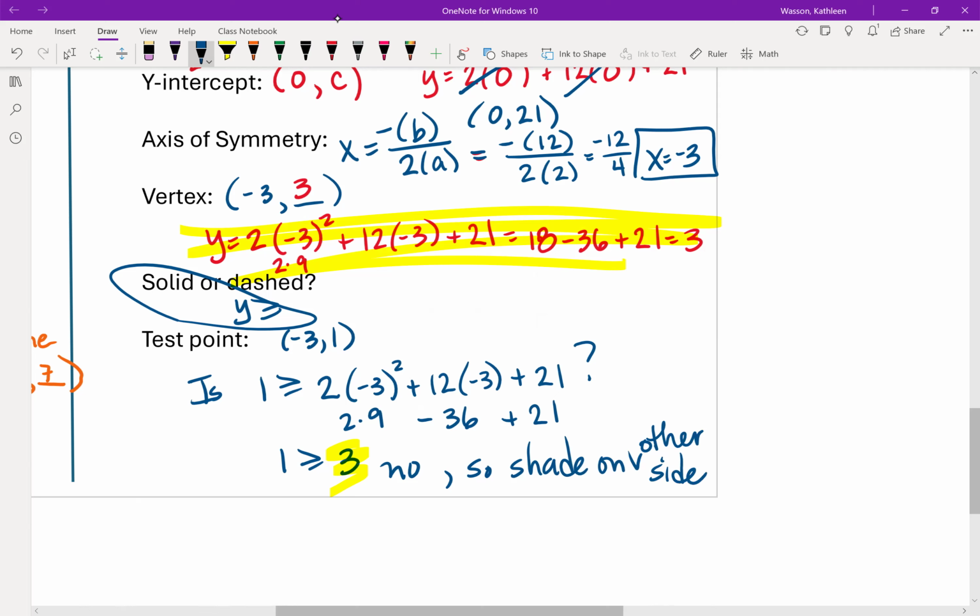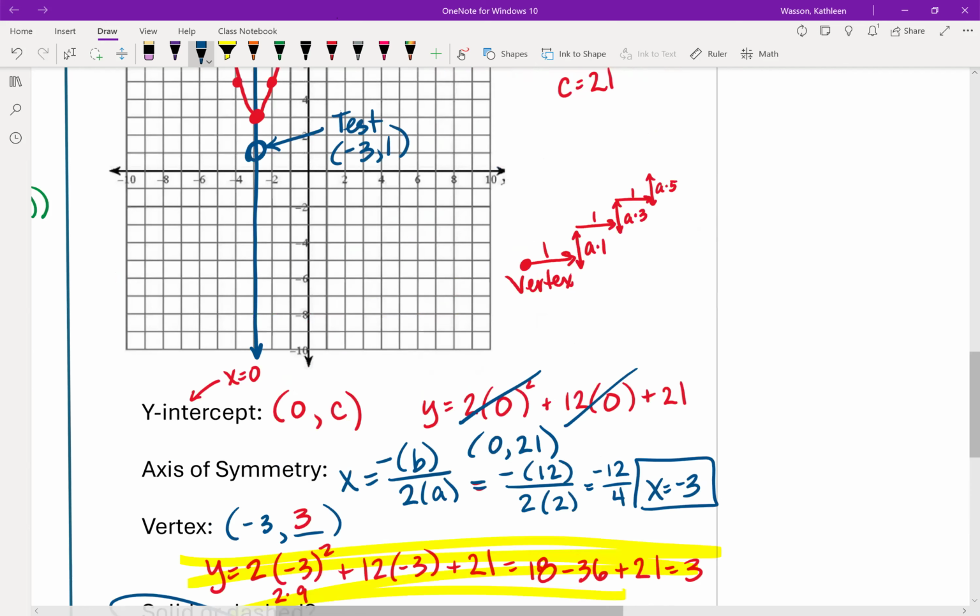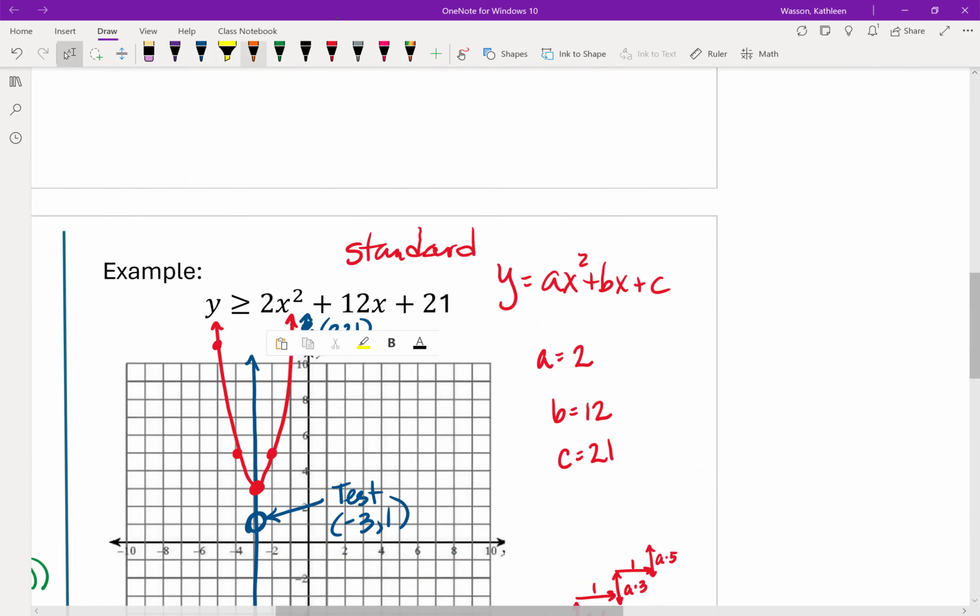The other side of the curve. -3, 1 is outside the curve, and that was false. So my solutions are inside the curve. Is that reasonable? So my solutions are in here. Everything on the inside. Also, any number on that curve.